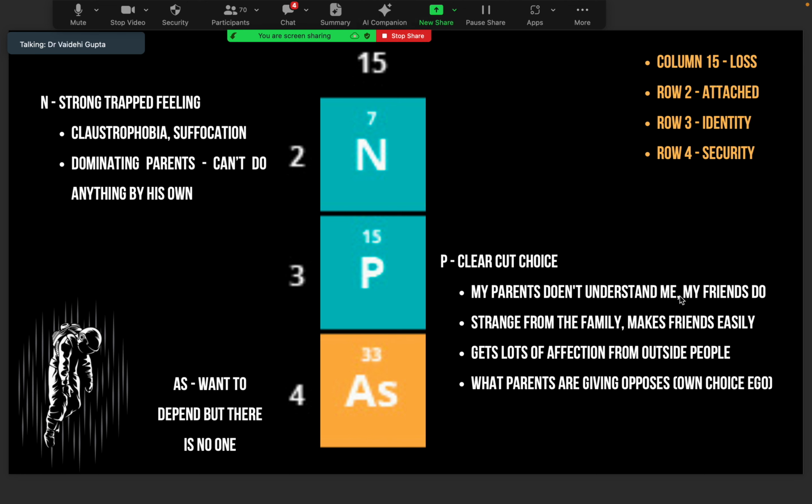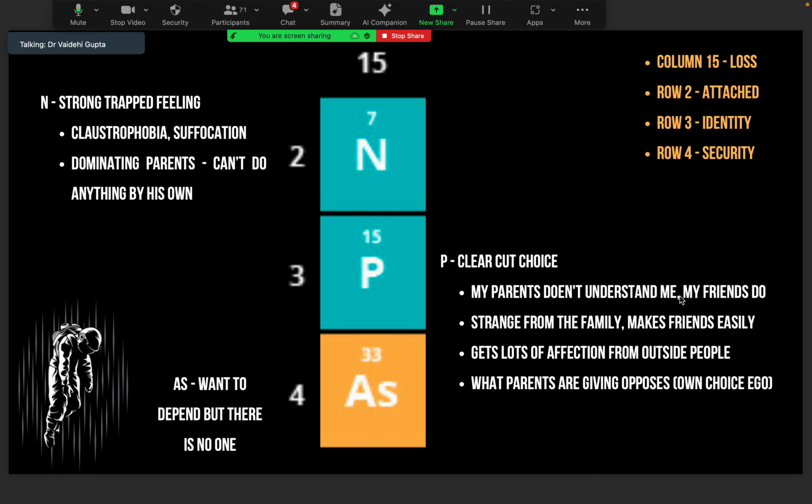Column 15, it is a column of loss. Nitrogen, phosphorus, arsenic. Nitrogen, a strong trapped feeling. Nitrogen is in gaseous form naturally, but while making medicine, it is stored in liquid form. So that liquid wants to get converted into gas. There is a strong feeling of escaping out. That's why there is a strong feeling of suffocation. They feel trapped. That's why there is claustrophobia, fear of being in closed spaces, and they just want to be in open space. They think that their parents are very dominating. They think that they can't do anything on their own. His parents will decide what he will do, what he will not, and he wants to be free from that phase.